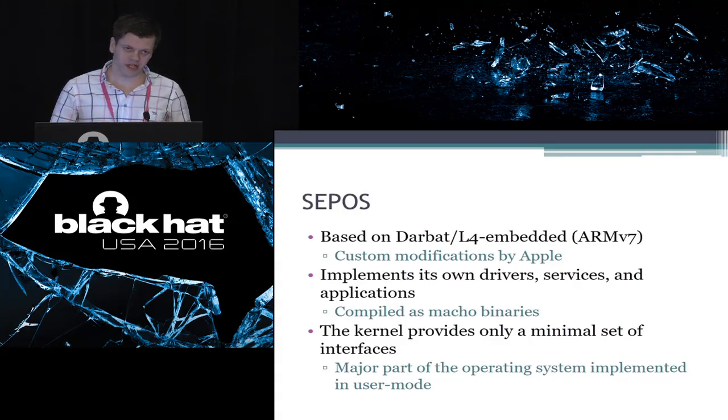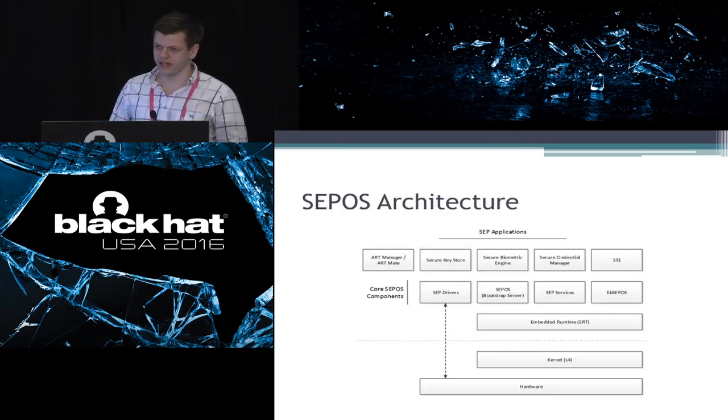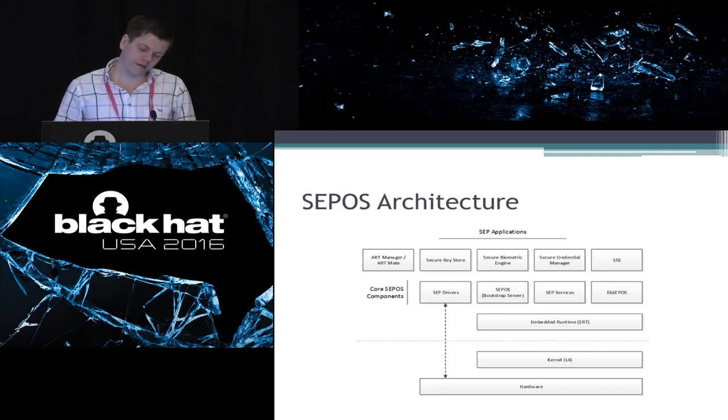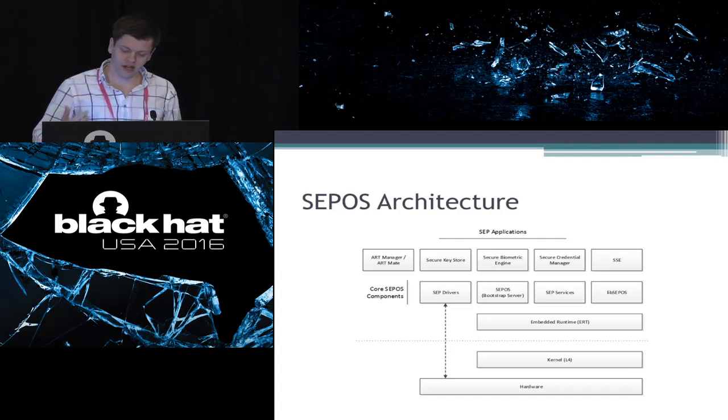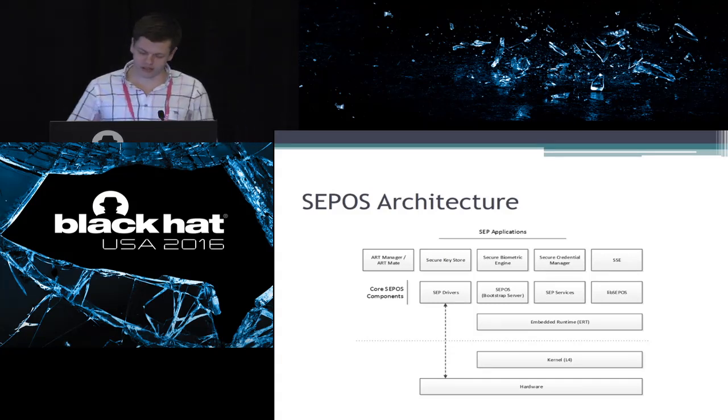And the kernel itself, like I said, only provides a small set of interfaces, a small set of system calls. So the major part of the operating system is implemented in these drivers, services, and applications. This is an overview of the SEPOS architecture, where on the top you can see all the applications. The layer below has the core SEPOS components: the drivers, the services, the libraries, and frameworks. Also, there's a special root task called SEPOS, which has a bootstrap server. We'll go into more detail on all of these. Below it, you have the embedded runtime, which is a library that it uses to interface with the kernel itself and the hardware.